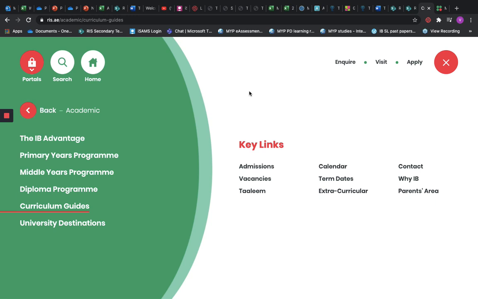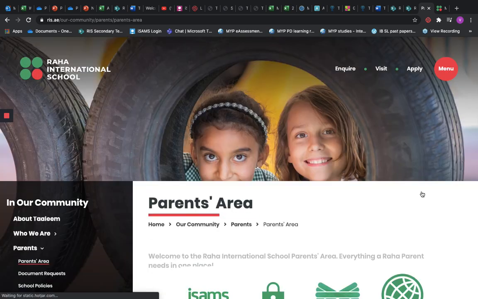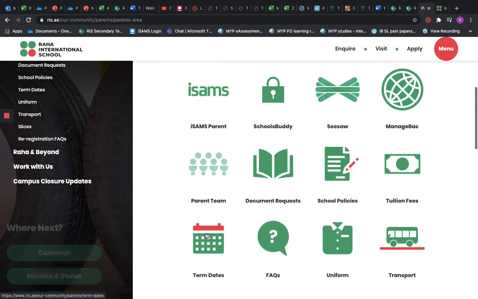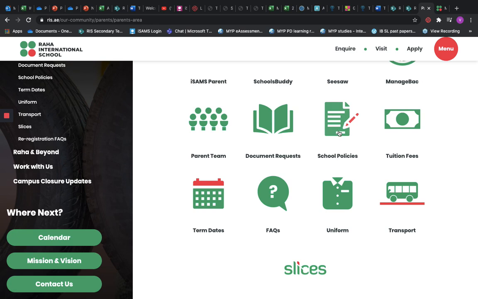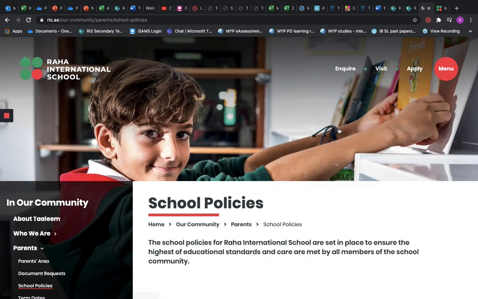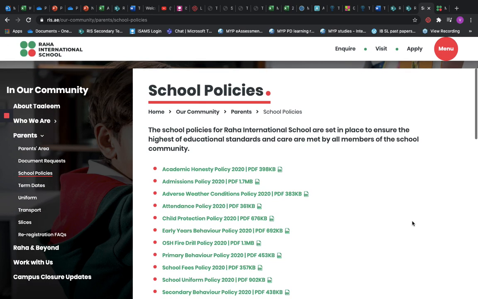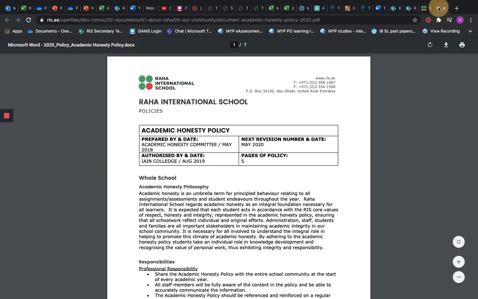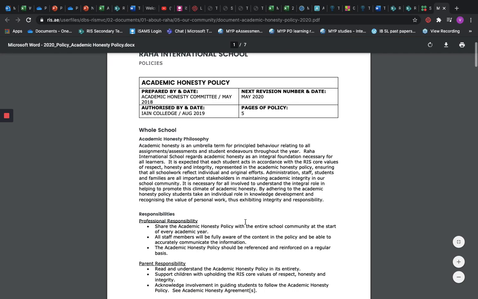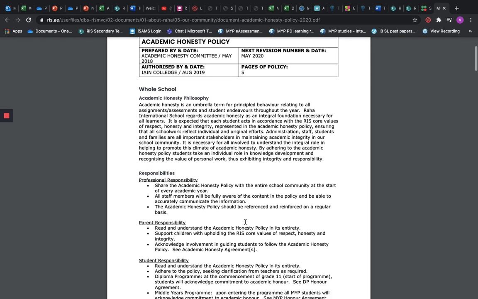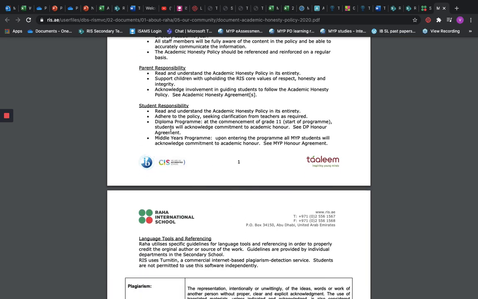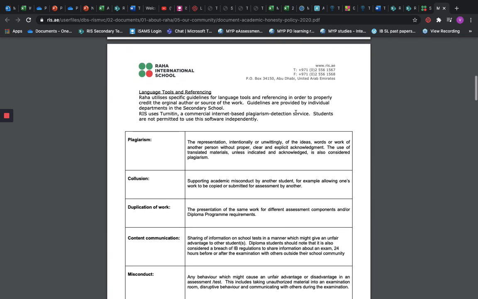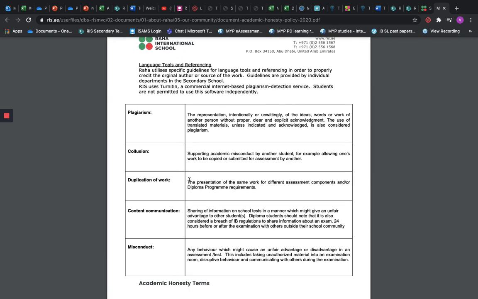Just one other final thing to mention. On the school's website in the parents area, there is a section for school policies. And the one policy I'd like to draw your attention to is the academic honesty policy, which looks like this. So, especially during distance learning, it is the student's responsibility to know about, and the parent's responsibility to read and understand this policy in its entirety. Things to look out for, of course, the usual plagiarism, duplication, etc.